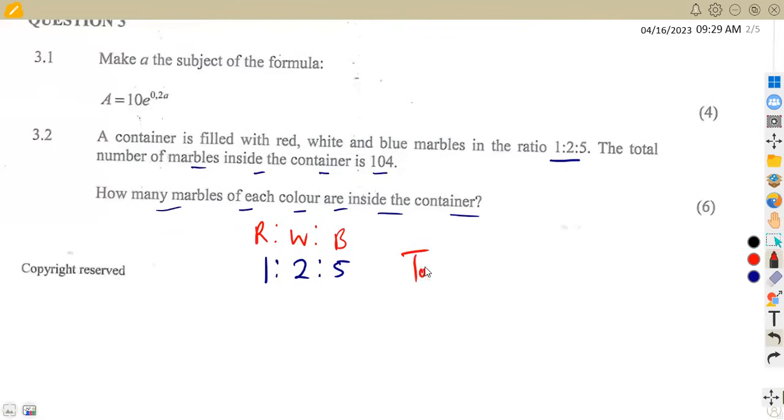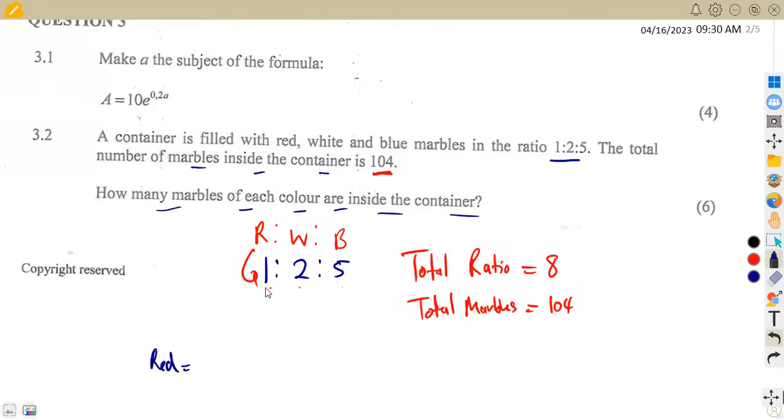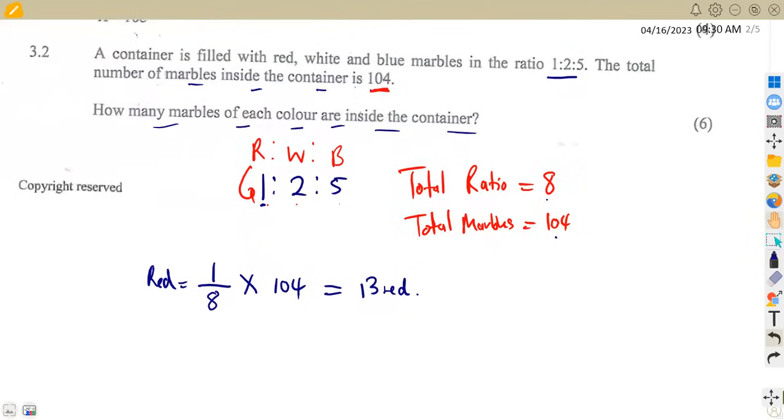So from this ratio, we can have our total ratio in this case, which is the total of 1 + 2 + 5, which is 8. Then we have got the total number of marbles that we have in the container. That is our total marbles. In this case is 104. So how can we determine the ones which are red? We are just going to use our ratio directly. So the red, according to its ratio, it's 1. So it's 1 over the total of the ratio, which is 8, times the total of marbles that we have, which is 104. So this is going to give us the total number of red marbles, which is 13 red marbles. Okay, so we move on to the white and so on.